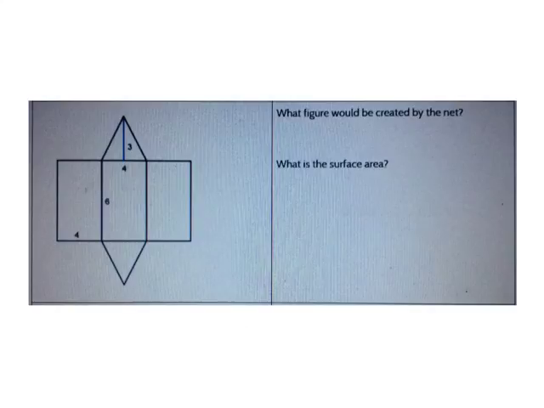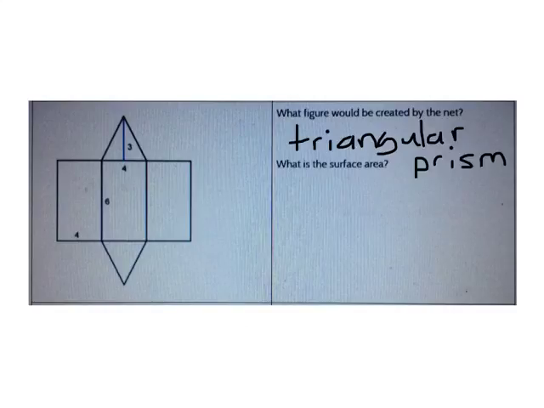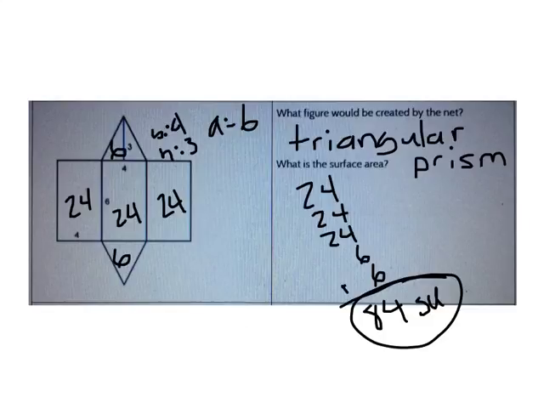Now you try one. First, what figure would be created by this net? This would create a triangular prism. What's the surface area? Remember, find the area of each face and then add them together. The surface area is 84 square units. Each rectangle is worth 24, and each triangle is worth 6.